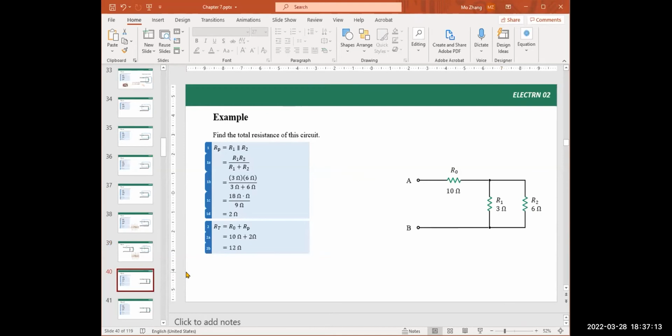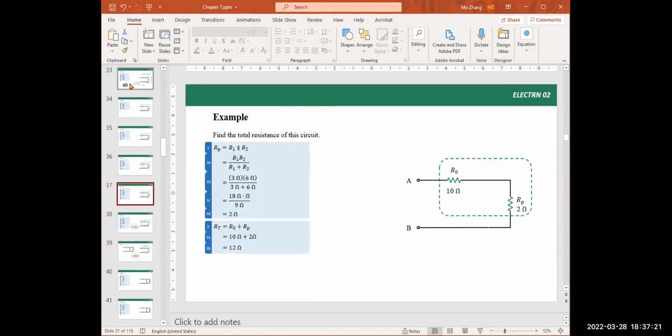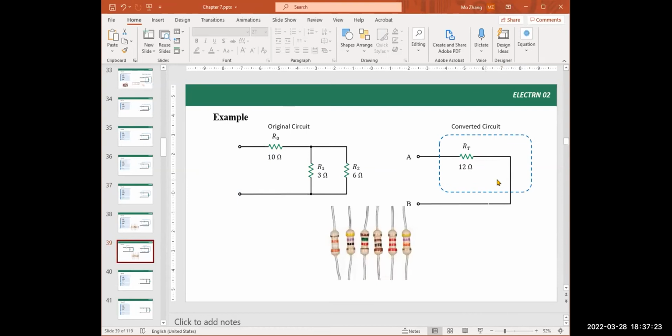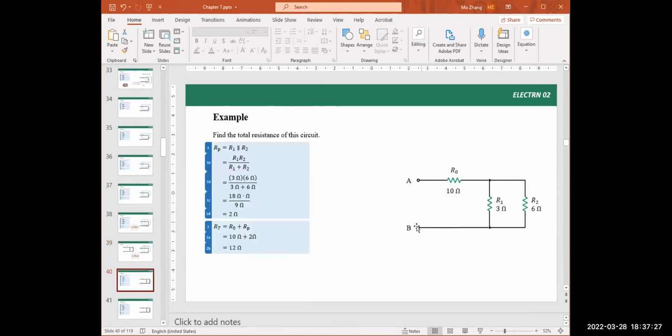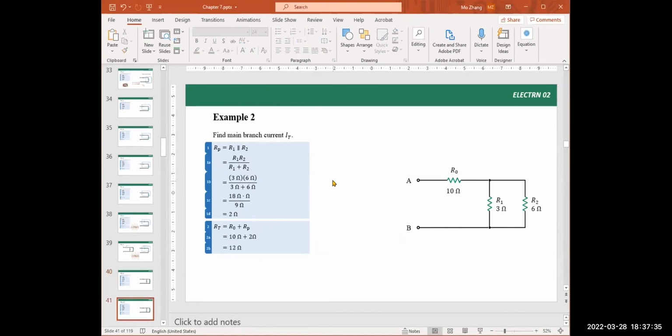Okay, how about now? Here we have, is it a different circuit? Let me see. This one we have 3, 6, 10, and then 3. Oh, okay, same circuit. Now it's the last step of example 1. Okay, how about now? Let's move to example 2.